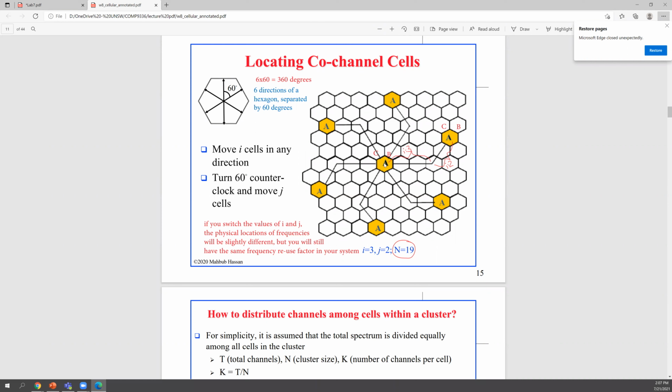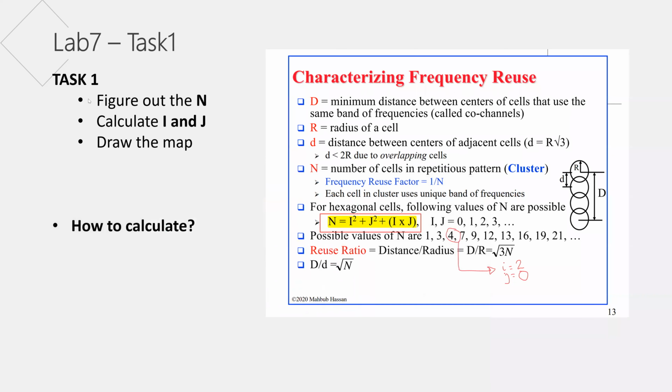You can see, move I cells in any direction, and then turn 60 degrees counterclockwise and move j cells. Then we can find the next spot for the A. Does this make sense? So make sure you have already understood this example here. Then we can start to do the task. The basic idea is to figure out what is the N and then calculate the I and J. Then you can start to draw your map.